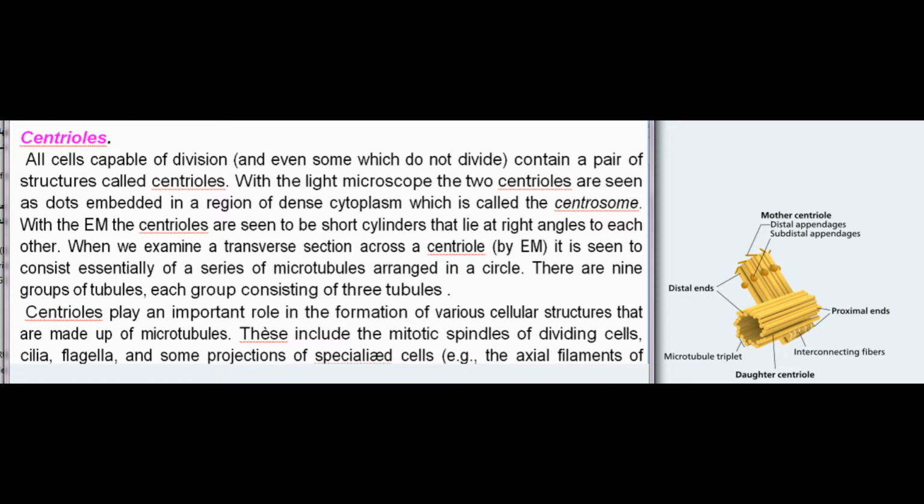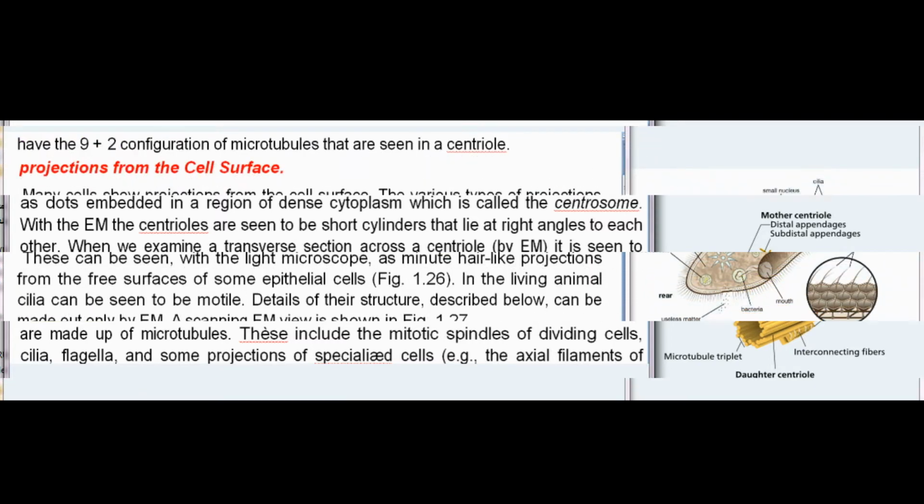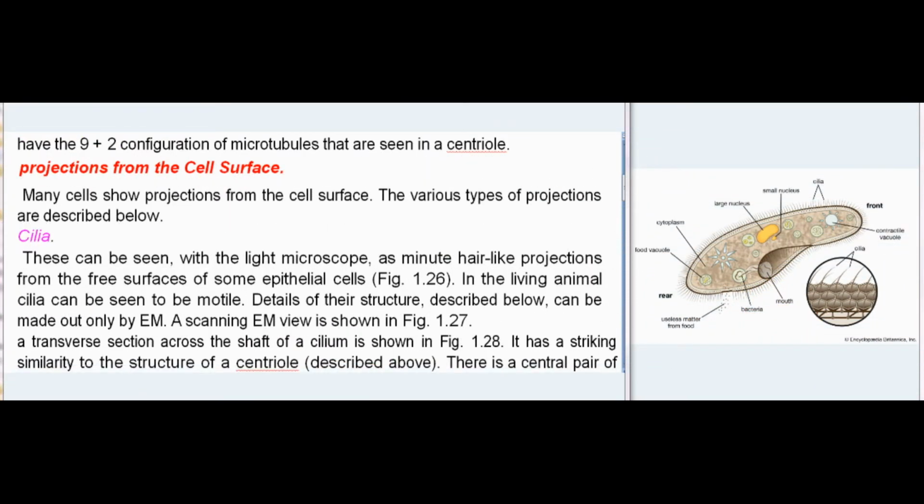Centrioles play an important role in the formation of various cellular structures that are made up of microtubules. These include the mitotic spindles of dividing cells, cilia, flagella, and some projections of specialised cells, for example the axial filaments of spermatozoa. It is of interest to note that cilia, flagella, and the tails of spermatozoa all have the 9+2 configuration of microtubules, similar to that seen in a centriole.